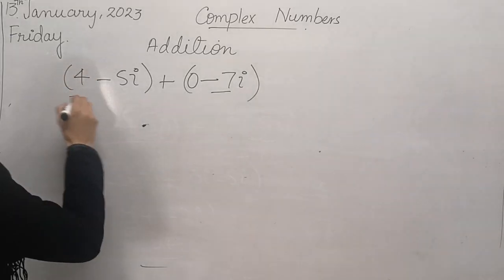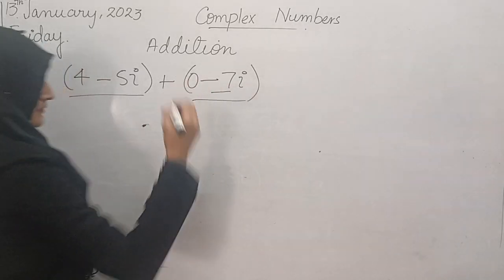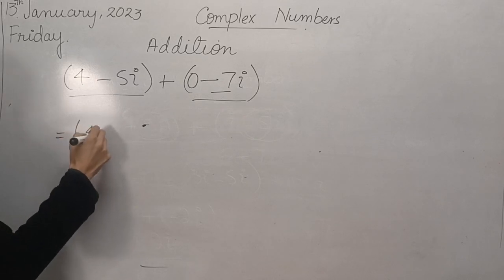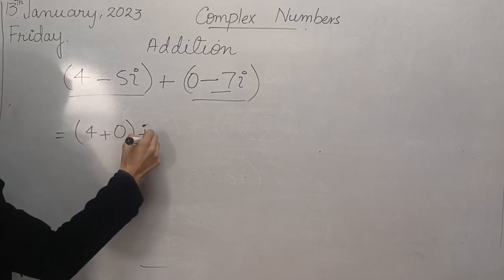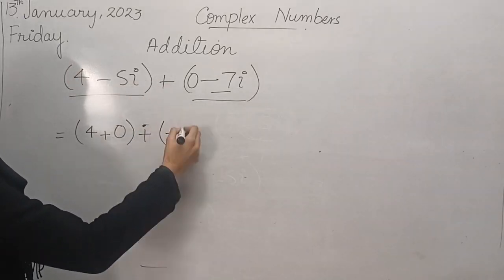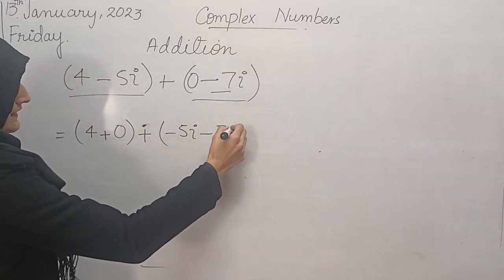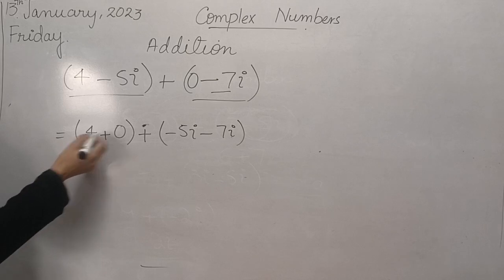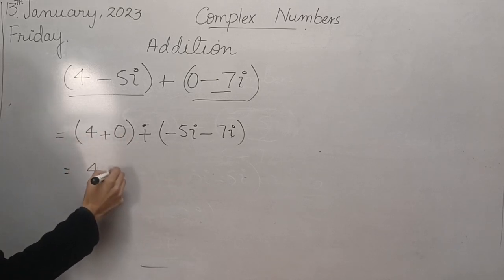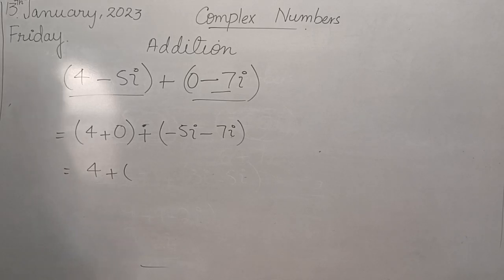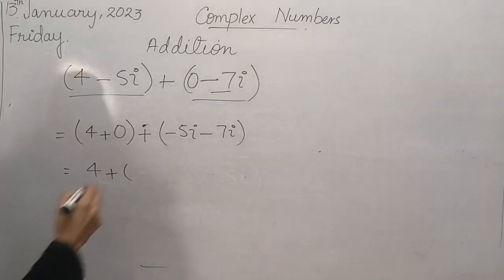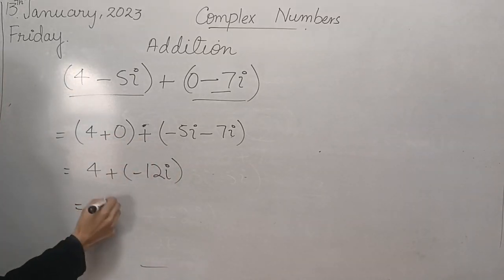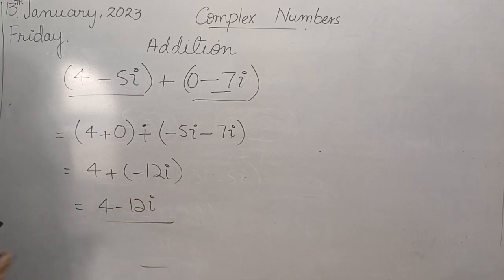This is a whole complex number. This is another complex number. So when we want to add these two complex numbers, we will add their real parts, 4 and 0, plus their imaginary parts, minus 5 iota and minus 7 iota. Simply add them, perform the operations. 4 plus 0 is 4, and minus 5 plus minus 7 is minus 12 iota. Plus minus is minus, so 4 minus 12 iota is the answer.